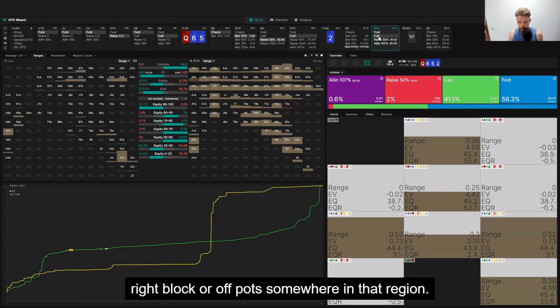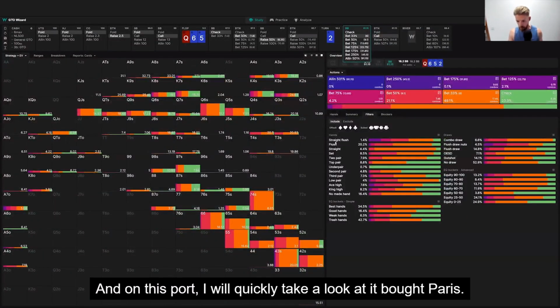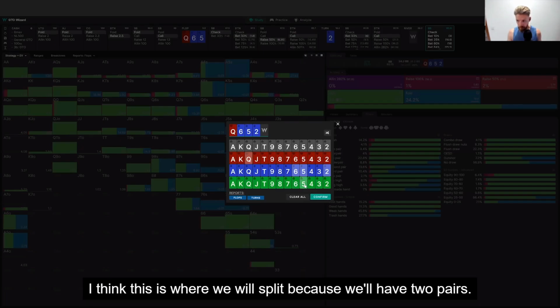Block or half pot, somewhere in that region. Now, how do we then maneuver the river? This is a very important point. And on this board, I will quickly take a look at it. Board pairs, let's say it's a 5. I think this is where we will split because we will have 2 pairs.